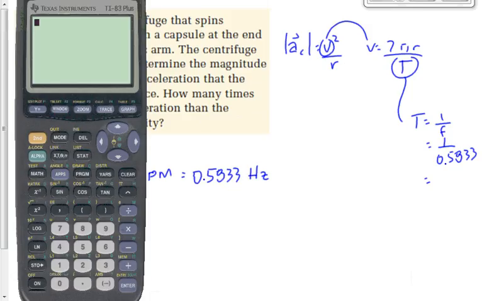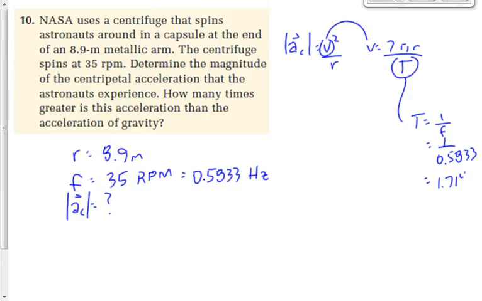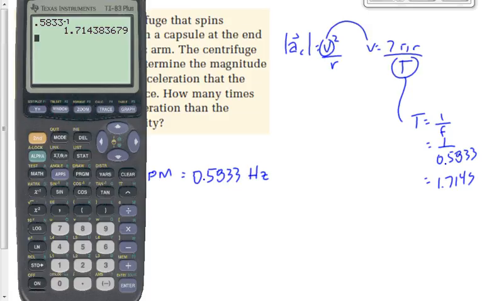Here's a little trick, guys. I don't know if you ever noticed this in the calculator. You can go 1 divided by 0.5833, or you can just say 0.5833 x to the minus 1. That's the same thing as saying 1 over that. 1.714 seconds. Now let's say 2 pi r over 1.714: 2 times pi times 8.9 meters, divided by that period. 32.618 meters per second.